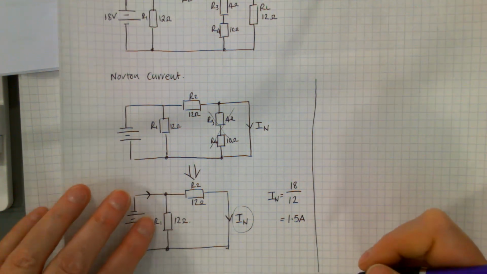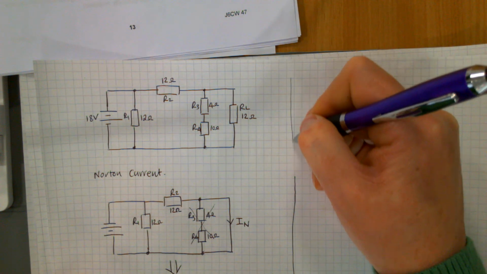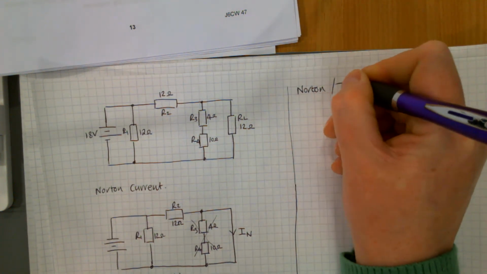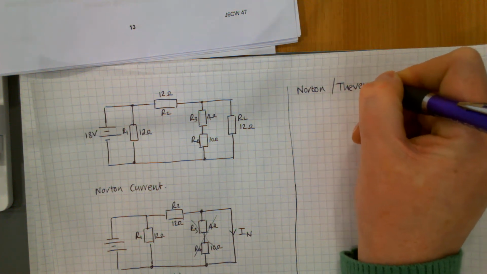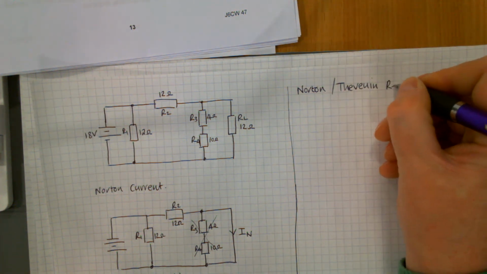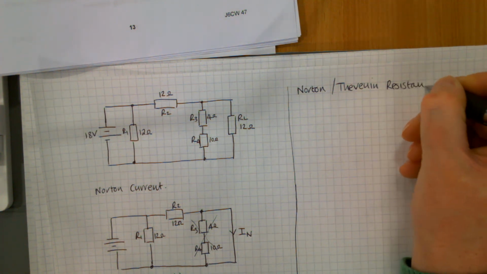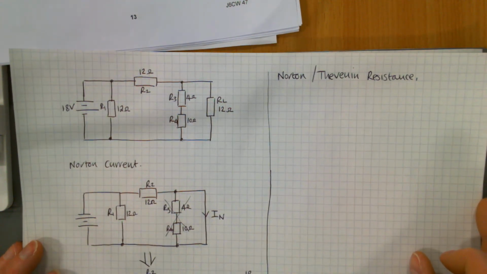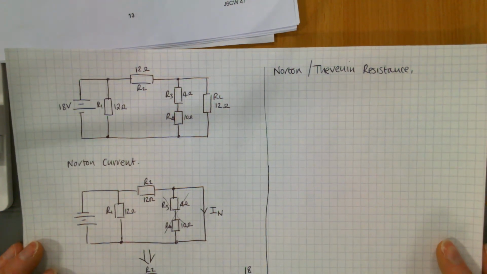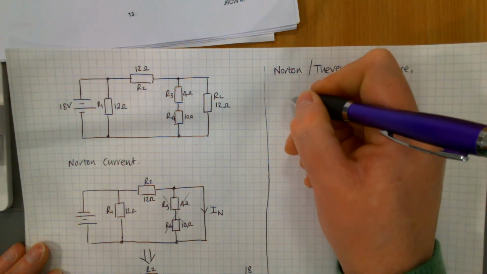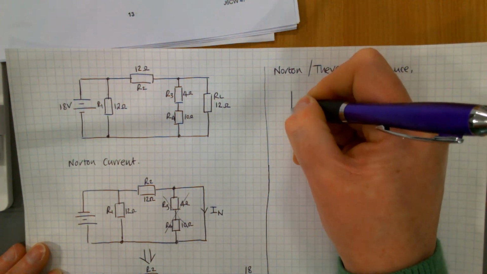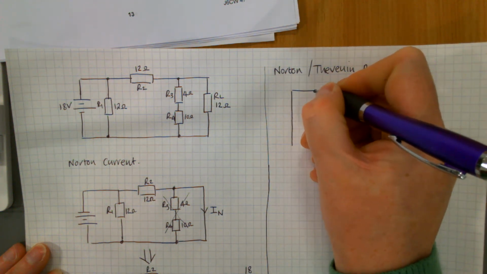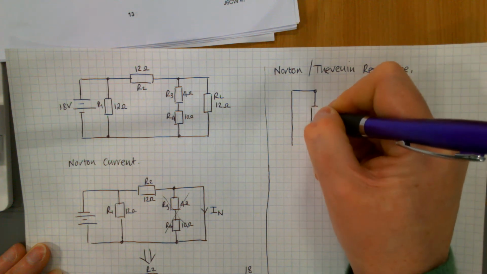So the other thing that you have to do is your Thevenin or Norton resistance. So have a wee look at how you're going to go about that. So this time, remember what you do is you short out the supply. So it's as if that's gone. And you're keeping the rest.